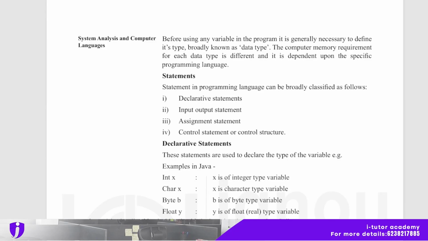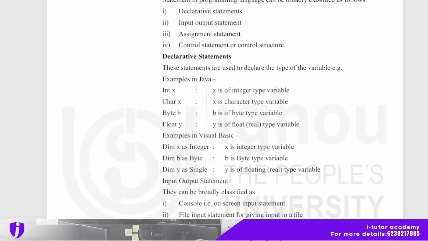The computer memory requirement for each data type is different, and it is dependent upon the specific programming language. Statements are divided into declarative statements, input-output statements, assignment statements, and control statements or control structures. Declarative statements are used to declare the type of a variable. An example is here.